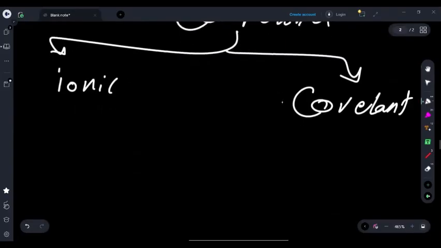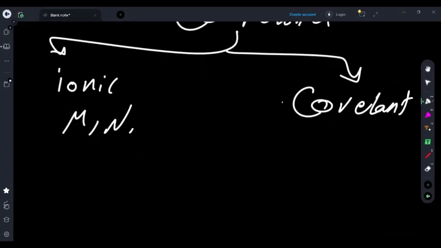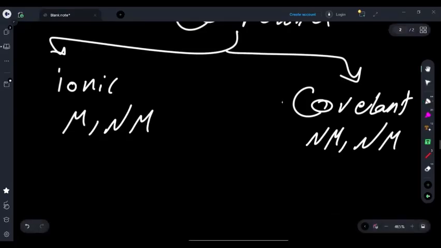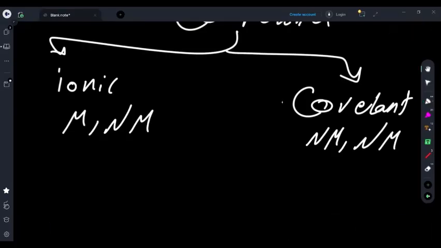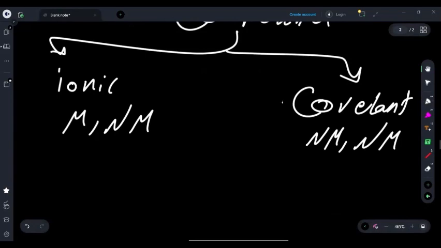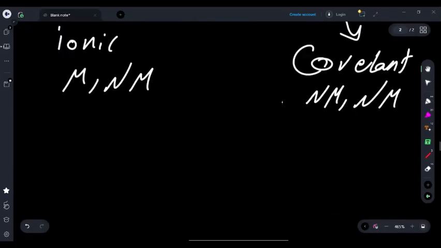Ionic compound basically between metals and non-metals. Covalent compounds between non-metals and non-metals. Now, if you aren't aware about the metals and non-metals, the elements inside the periodic table consist of two things, metals and non-metals. The metals are on the left side of the periodic table, non-metals on the right side of the periodic table.